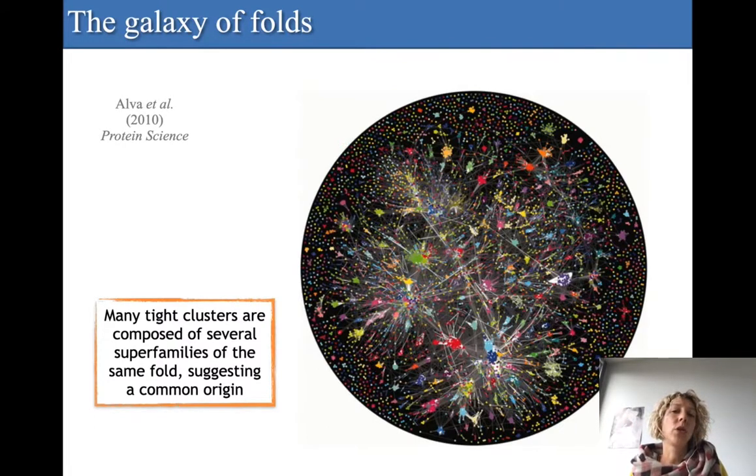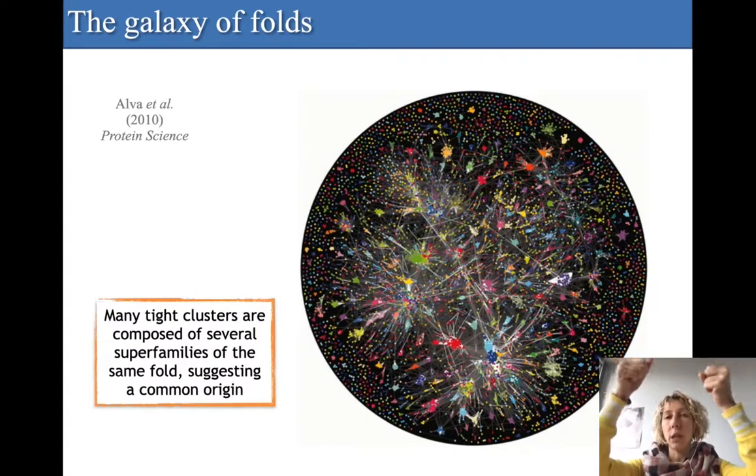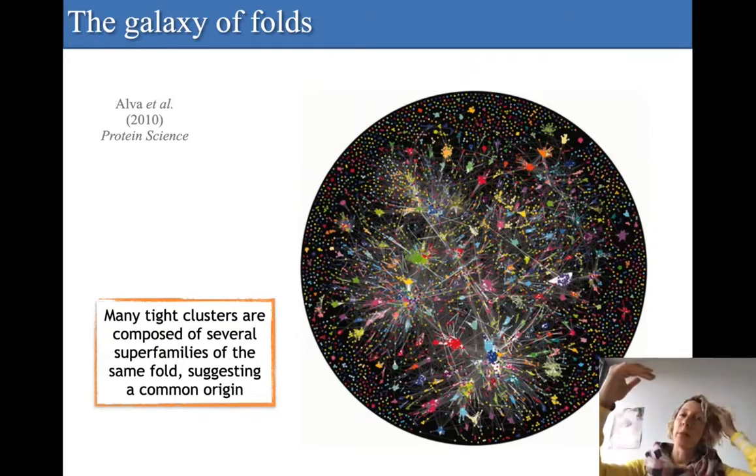And what was shown here was that many tight clusters were composed of several superfamilies of the same folds, suggesting a common origin. So at first, researchers were thinking that a lot of convergent evolution was at play and that we had common ancestry really at the level of superfamilies. But by comparing these folds, it became more and more obvious that you could have a common origin for many of the folds at a higher level than superfamilies.